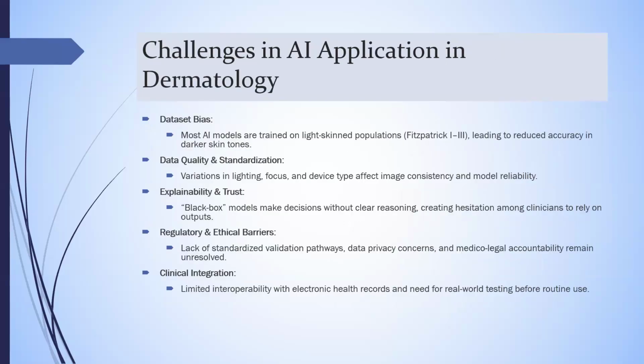So, where is the challenge that I have? Yes, in the bias, as I told you, the color and then the data quality. And this inexplainable AI and all these black box models, they make decisions without clear reasoning, and so clinicians are also hesitant to take that as such.